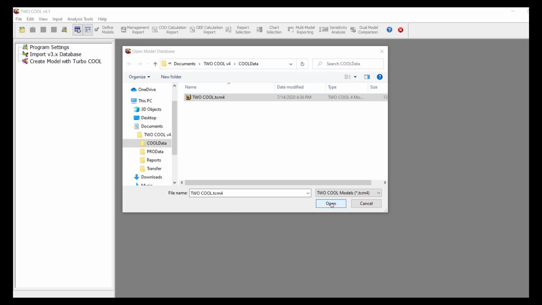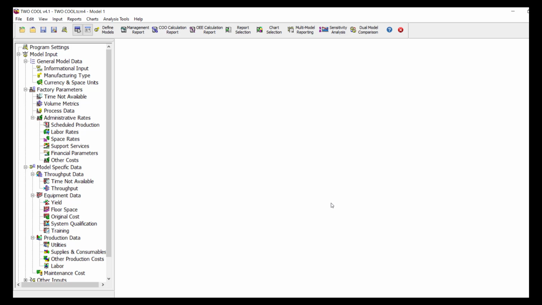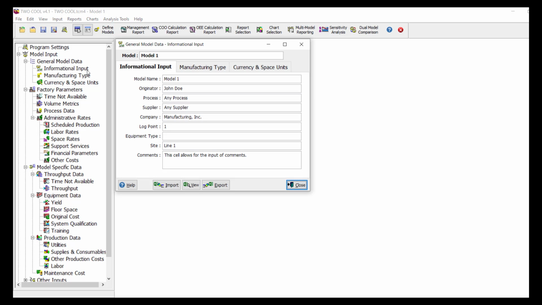Let's start by opening our previously saved database. We know there's only one single model in this database, so let's just go down the left navigation bar and look at all the possible inputs. We've previously talked about informational input and its use as a report header and a way to more easily identify models in a large database.